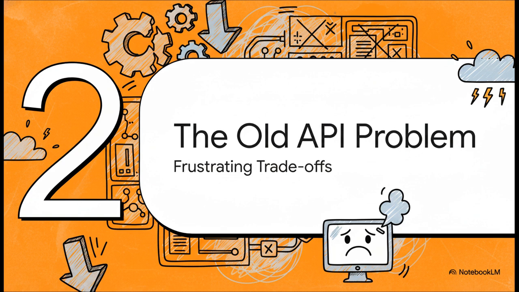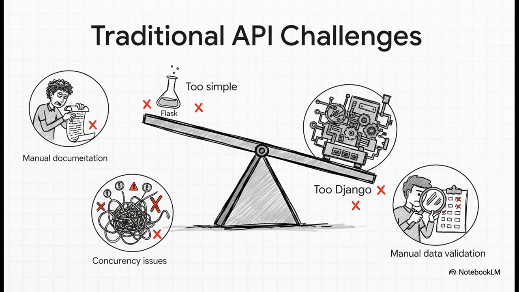Before FastAPI came along, building an API in Python often meant making a really frustrating trade-off. For years, Python developers were kind of stuck between a rock and a hard place. On one hand, you had these really minimal frameworks like Flask, which gave you freedom, but then left you to build all the critical stuff yourself. On the other hand, you had these heavyweights like Django, which are awesome for entire websites, but total overkill for just a nimble API. This meant you were often stuck writing documentation by hand, struggling to handle a lot of users at once, and manually checking every single piece of data that came in. It was slow, it was tedious, and honestly, it was super prone to errors.